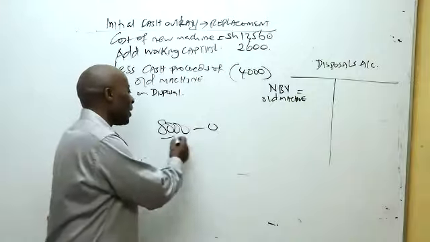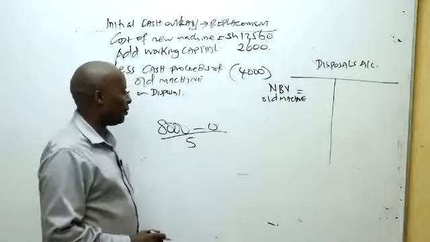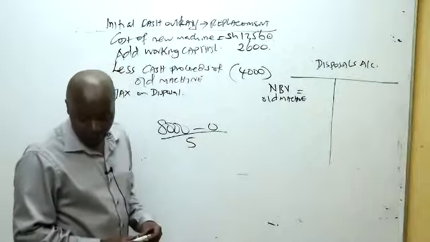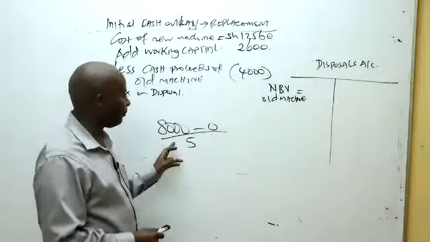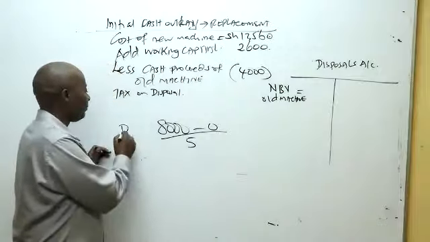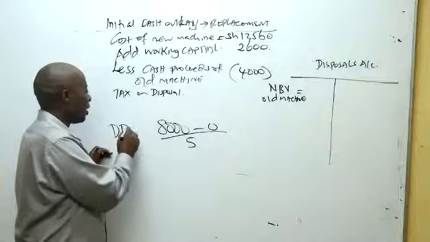So it doesn't have any salvage value. So divided by what year? 5 years. Divided by 5 years. Could you kindly give me this figure? This is depreciation per annum.